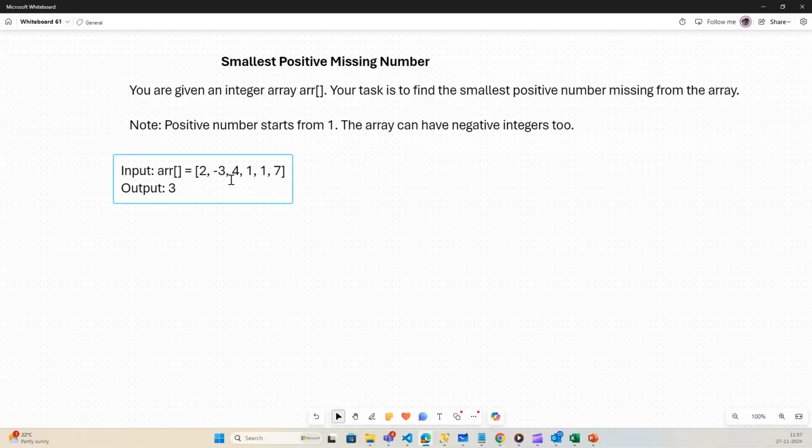If you see this example, 2, -3, 4, 1, 1, 7, the smallest positive number that is missing from this array is 3. Because I have 1, I have 2, and then directly I have 4. I don't have a 3 over here. That's why my output is 3, because that is the smallest positive number missing from this array. So that's the question simply.